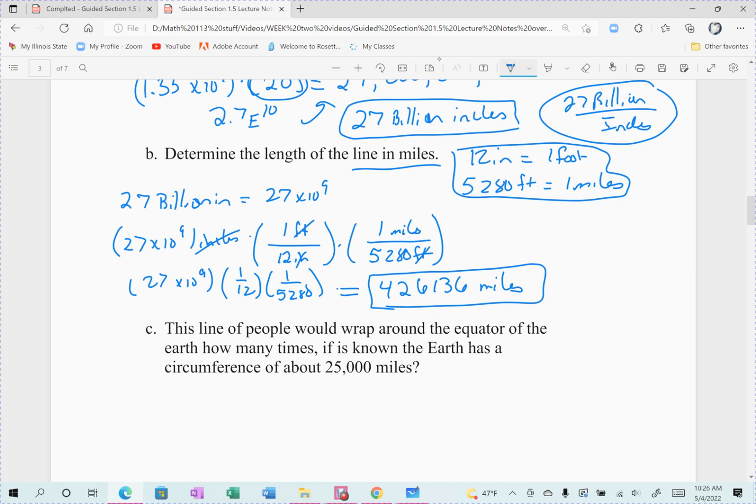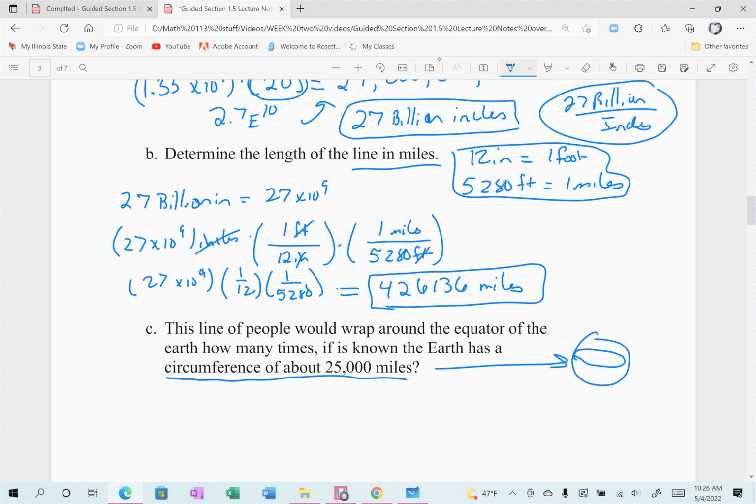So we'll visualize wrapping those people around the Earth, and we specifically picked the center of the Earth, which would be the equator. We're going to line those people up and see how they wrap around the Earth. The Earth at the equator has a circumference, the distance around, of about 25,000 miles, which means we're definitely going to wrap around it more than once. So how many times will the 1.35 billion people wrap around the Earth?